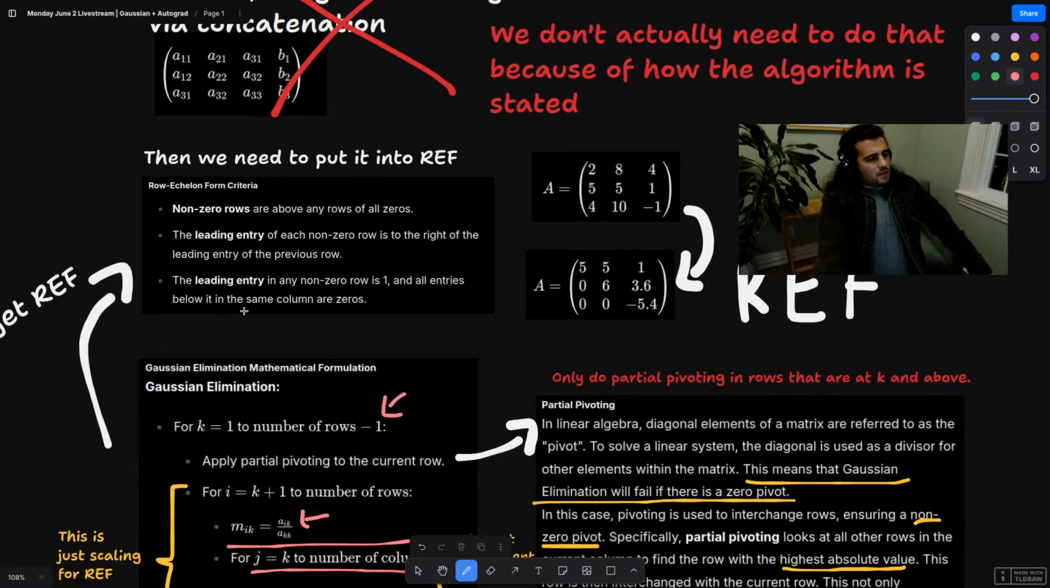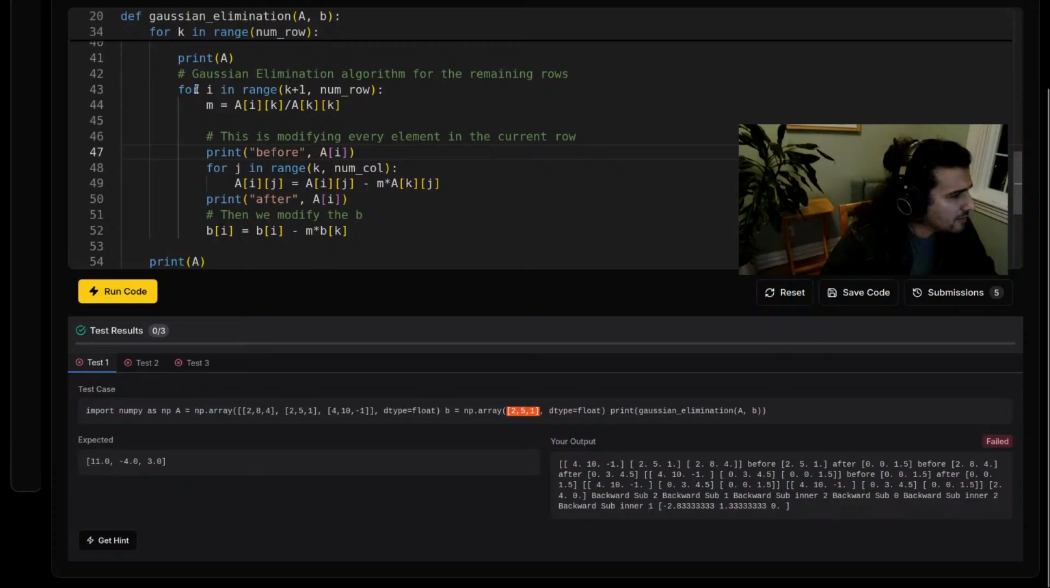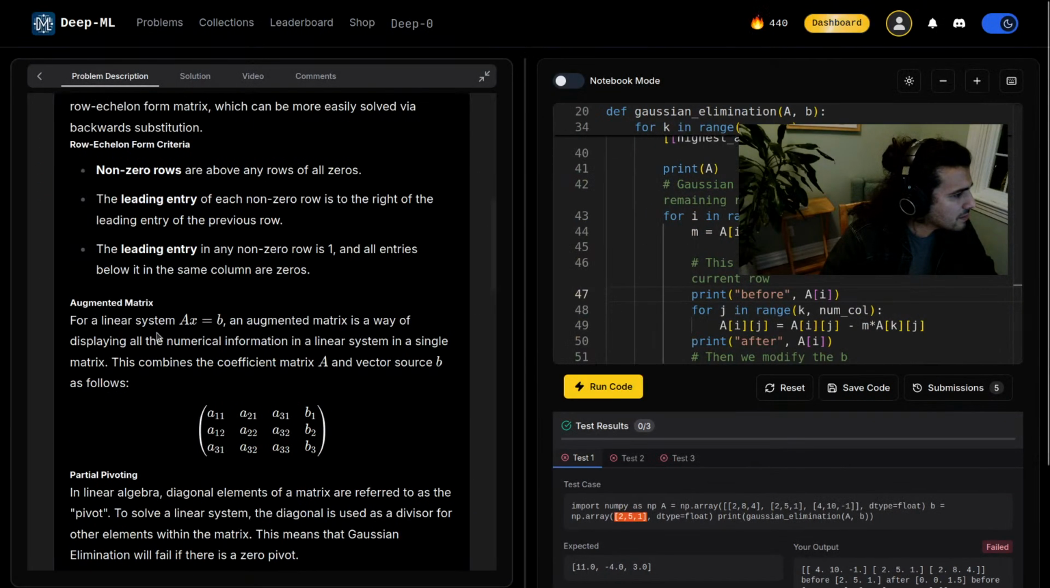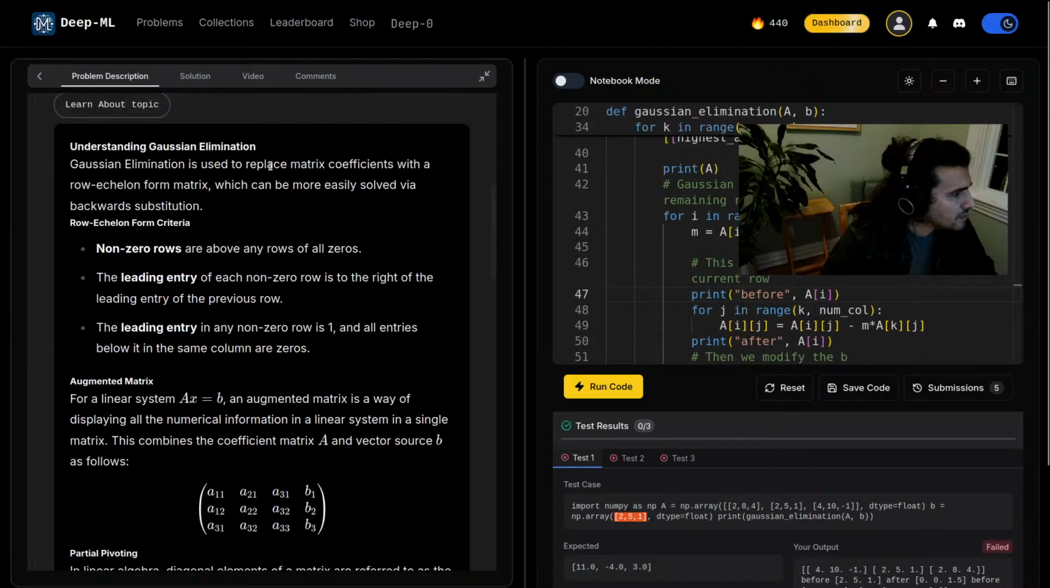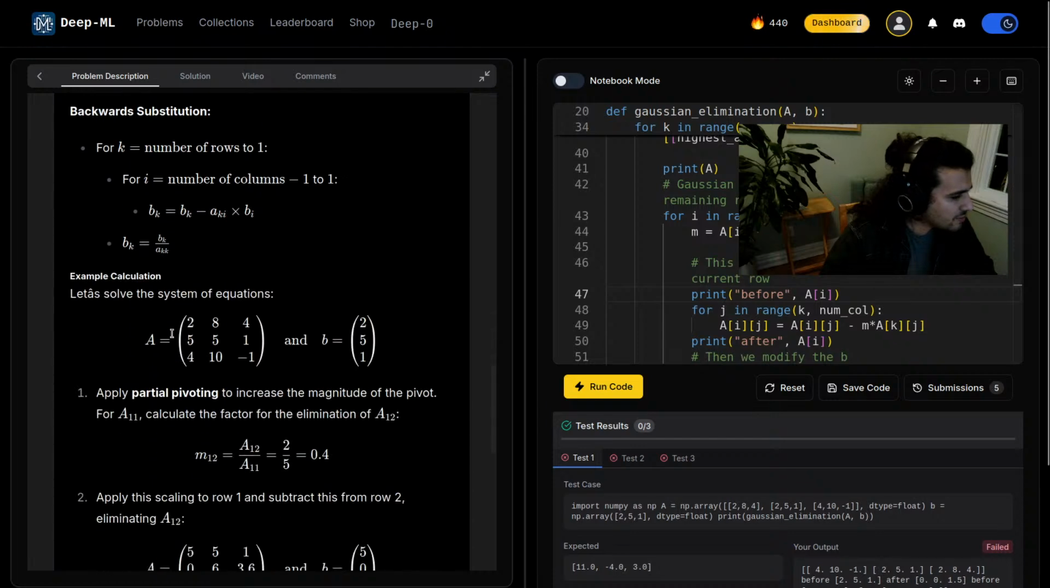Okay, wait a second. This is not row echelon form. This is reduced row echelon form they're talking about. Okay, jeez. Wait. I think the algorithm is just completely messed up at the moment. That's not it. Replace metric with the row echelon form metric, which can be more easily solved via backward substitution. Leading entry in any non-zero row is 1, and all entry below it in the same column is 0. Okay, blah blah. Like that whole thing is not that.